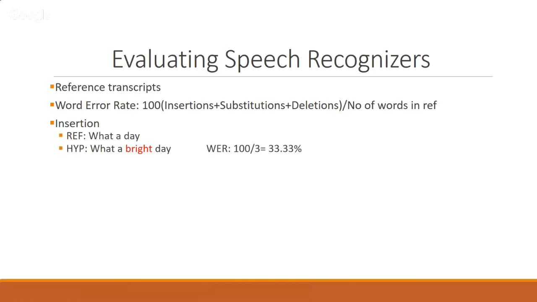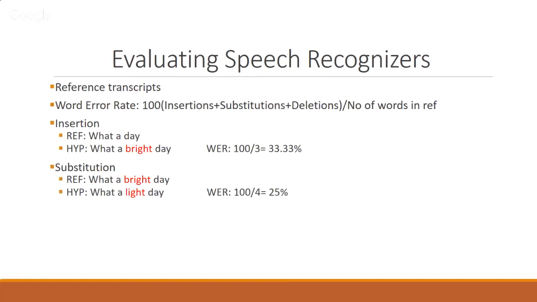If we look at a couple of examples, suppose what the speech says is, "what a day," and your speech recognition system has hypothesized that there is an extra word there. It thinks you said "what a bright day." So you have basically one insertion, so you have 1 divided by 3 times 100. That's 33.3%. Then there's substitution where, instead of hearing "bright," it heard "light." And now your word error rate is 25%.